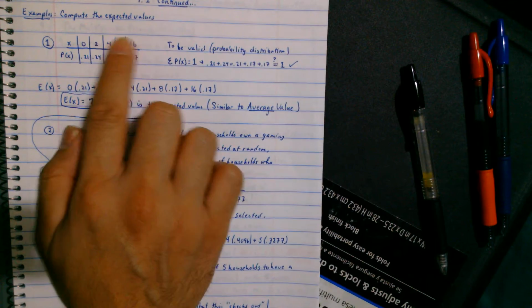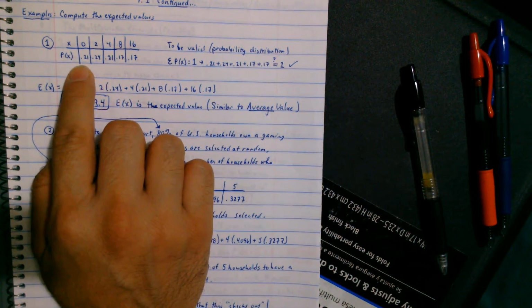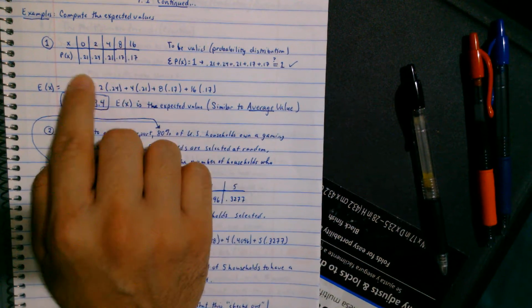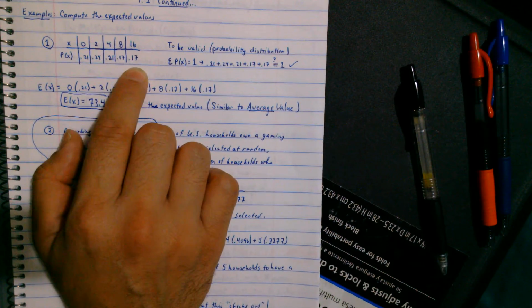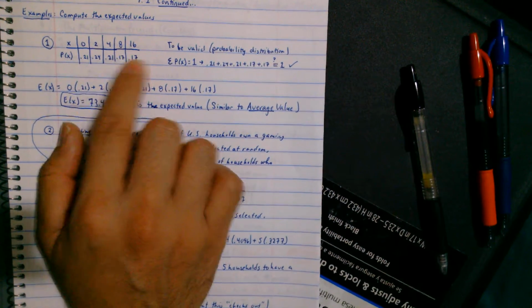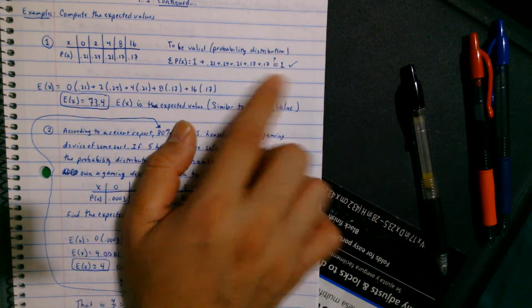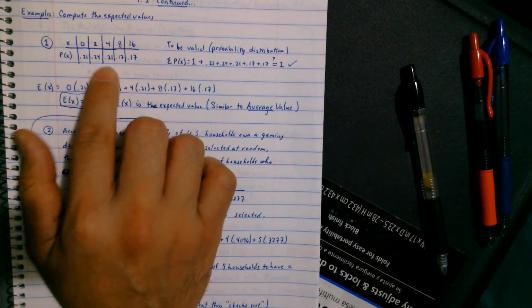Compute the expected values. If I give you this probability distribution function, notice that x is 0, 2, 4, 6, 2, 4, 8, or 16, with probabilities 0.21, 0.24, 0.21, 0.17, 0.7. These are the probabilities of that thing happening. If you add up all the probabilities, that adds up to 1. So this is a valid probability distribution, or probability distribution function.